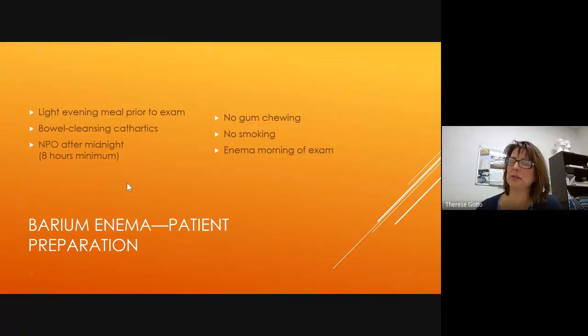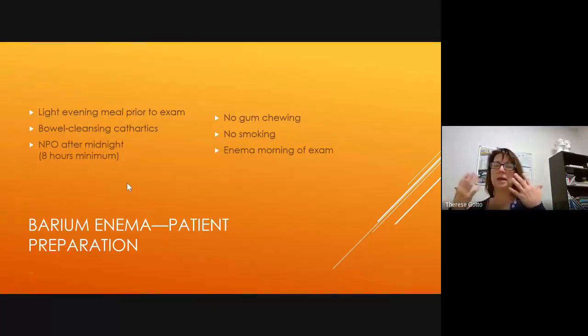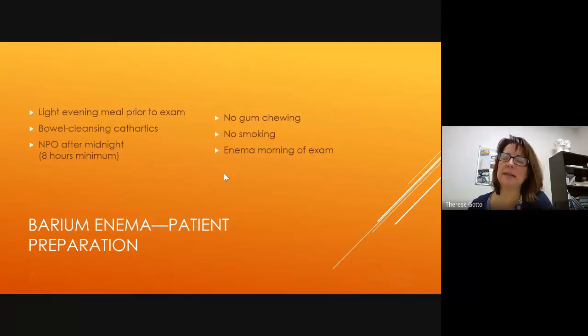There's no gum chewing and no smoking for the same reason the upper GIs don't allow that. That is because it gets the digestive enzymes going, which promotes transportation through the bowel, okay? And usually an enema morning of the exam, that's not something we ever did with patients. That would be something that they might do in-house if there's some chronic issues and they can't cleanse the bowel.